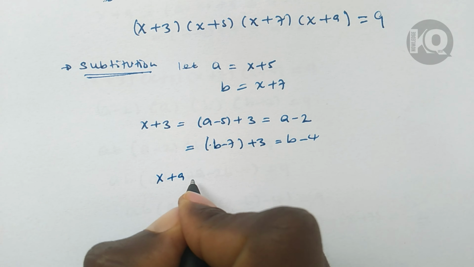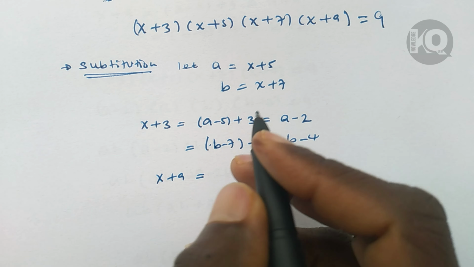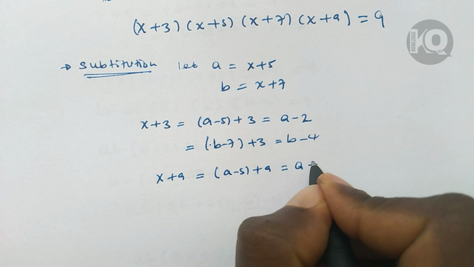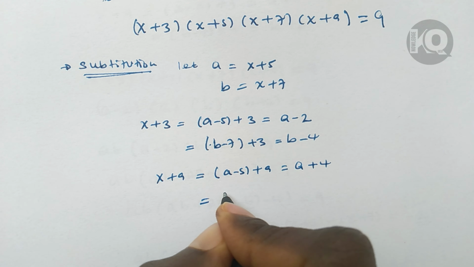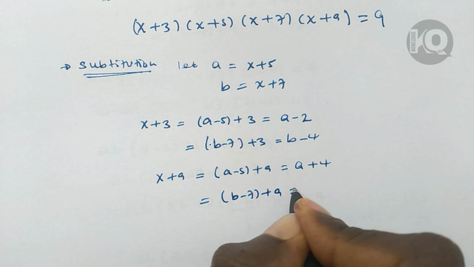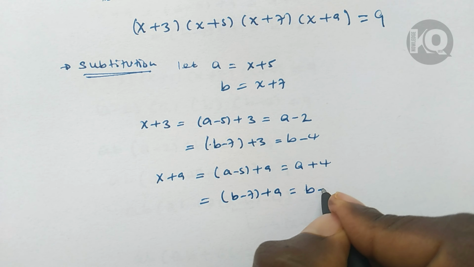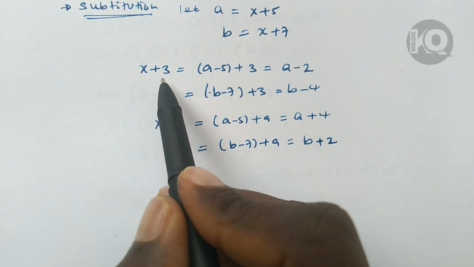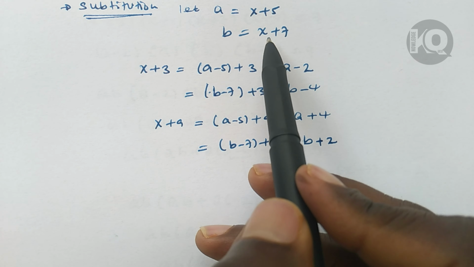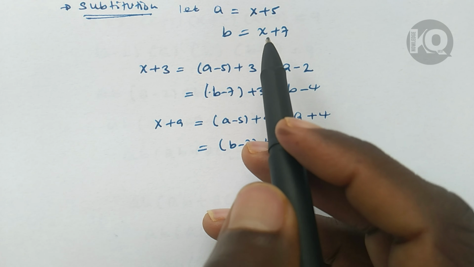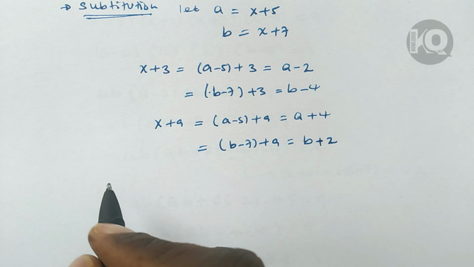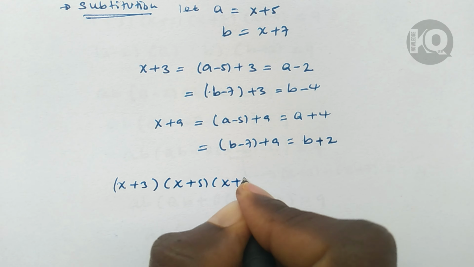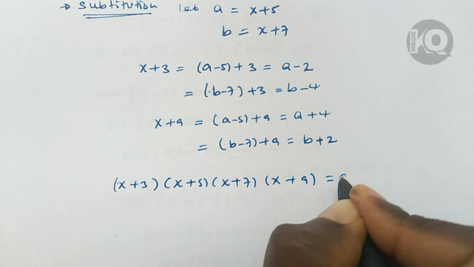And x plus 9 is equal to, from here, x is a minus 5 plus 9, so x plus 9 will be a plus 4. And in terms of b, it is b minus 7 plus 9, so this will be b plus 2. So we have already expressed x plus 3 and x plus 9 in terms of a and b, and x plus 5 and x plus 7 are already assigned as a and b. So let's substitute these values into the equation, which is x plus 3 times x plus 5 times x plus 7 times x plus 9 is equal to 9.